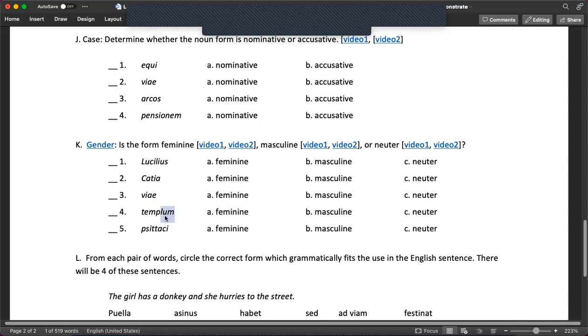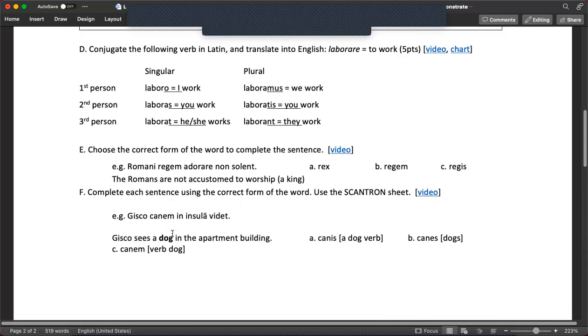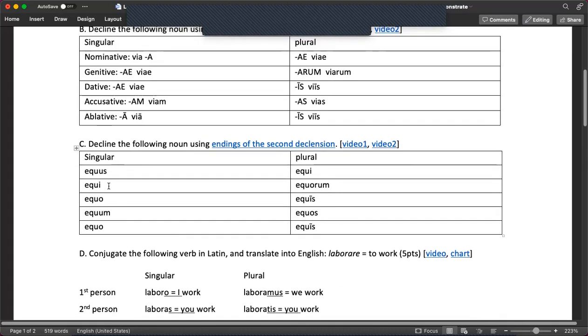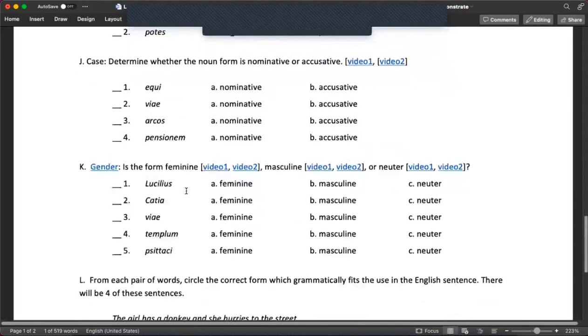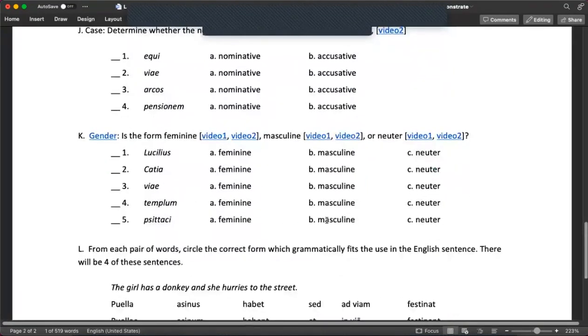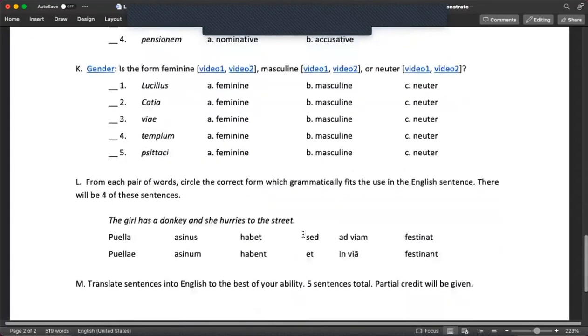Templum, anytime you have that UM there, that's going to be a neuter noun, right? And then psitaki, this is the parrot. Look at that letter I. Which form is that? That's actually going to be here, right? The letter I, equi, and we see that's originally one of the US words. And so I know that one is going to be masculine, okay?